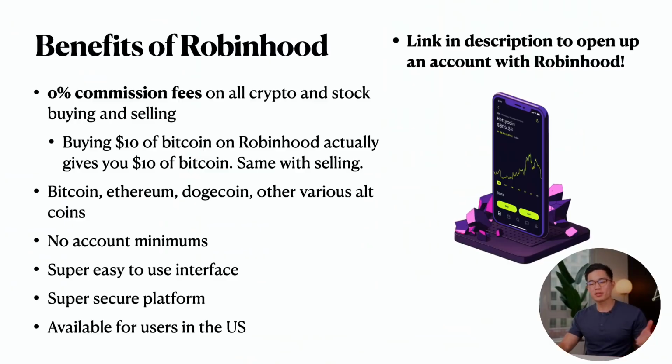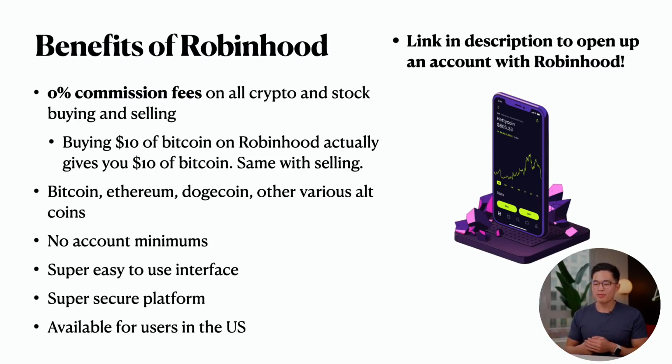Let's talk about some of the benefits of Robinhood, and the first and most obvious one is 0% commission fees on all crypto and stock buying and selling. So basically, if you're buying $10 of Bitcoin on Robinhood, you're actually going to get $10 of Bitcoin. And it's the same thing with selling. If you sell $10 of Bitcoin, you're going to get $10 in cash back.